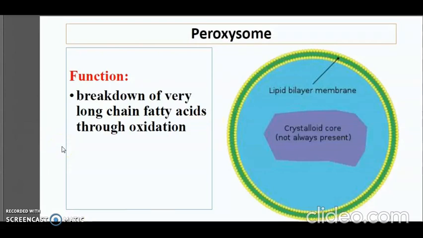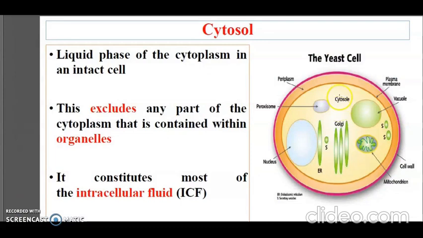Let's see the function of each one. The first one is the peroxisome. It breaks down very long chain fatty acids through oxidation. Cytosol is the liquid phase of the cytoplasm in an intact cell. This excludes any part of the cytoplasm that is contained within the organelles. It constitutes most of the intracellular fluid.